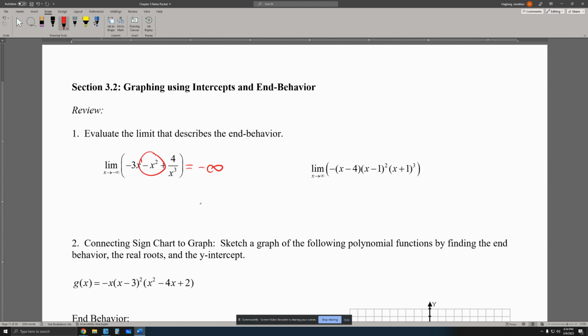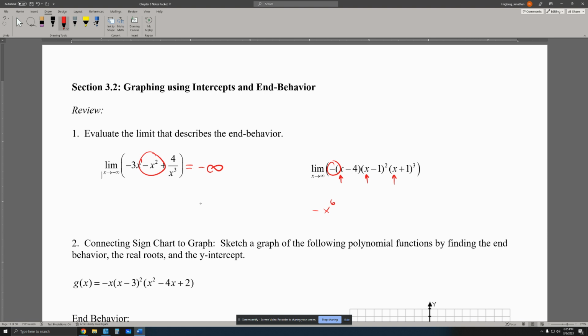For the second problem, we have the limit of negative the quantity x minus 4 times the quantity x minus 1 squared times the quantity x plus 1 cubed as x approaches infinity. Looking at this, the dominant term: I see we have 1 x here, 2 x's here, and 3 x's here. So our dominant term, with that negative out in front, is going to be negative x to the sixth.